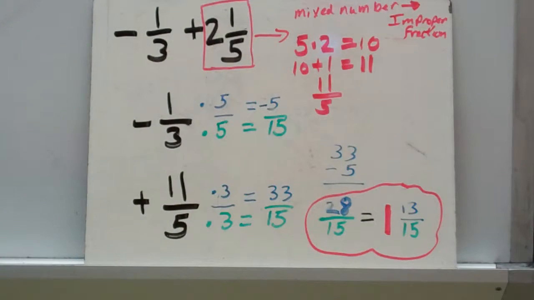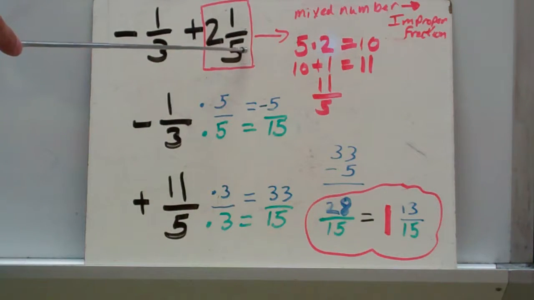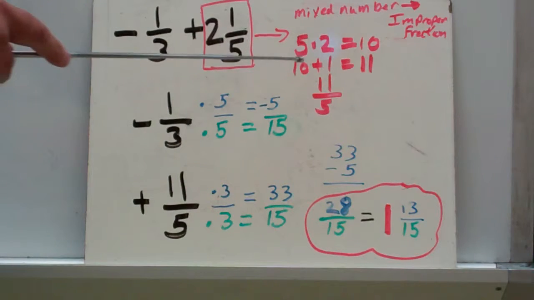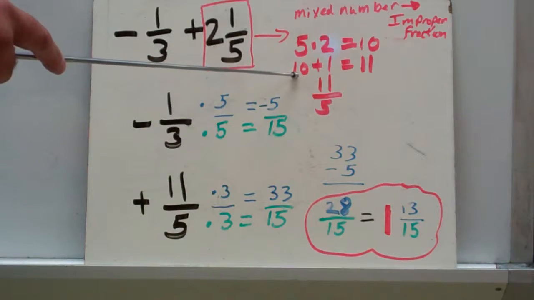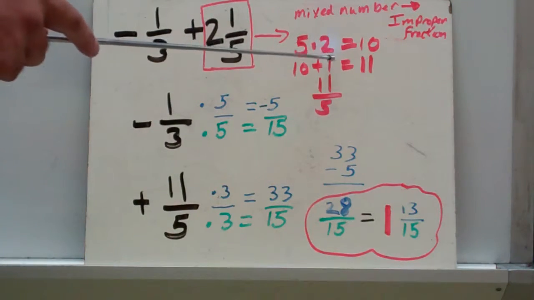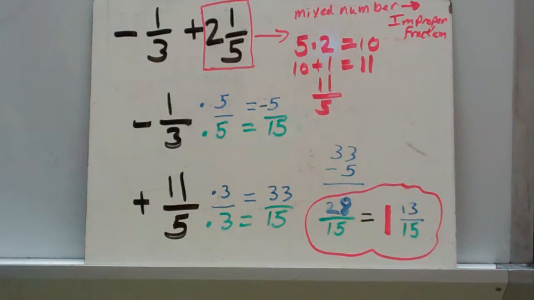Okay, so what if we had a mixed number? So here we have negative 1/3, and we're adding to that 2 1/5. What I suggest for you to do with these is to change these mixed numbers into improper fractions. And the way we do that is we take the denominator and multiply it by the whole number. So we take 5 and multiply that by 2, and we get a product of 10. And then we take the product of 10 and add that numerator. So 10 plus 1 is 11. So our new fraction is going to be 11 over 5.